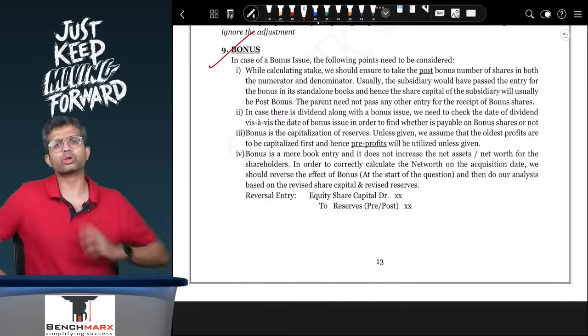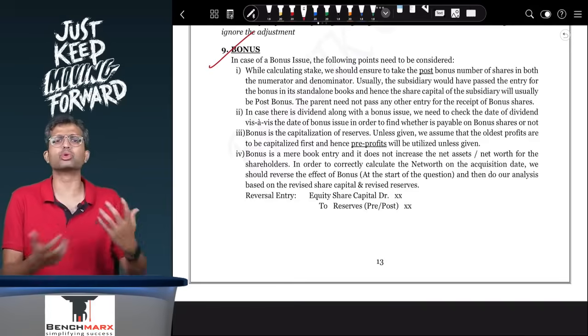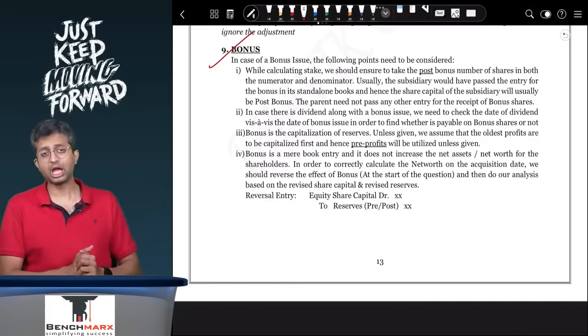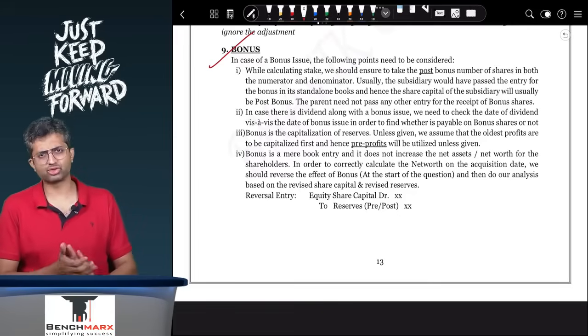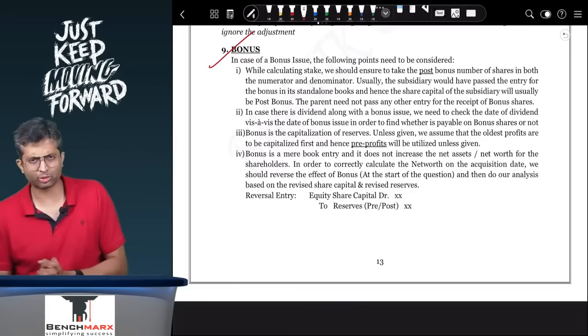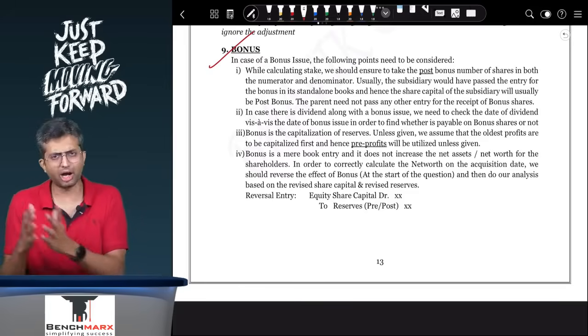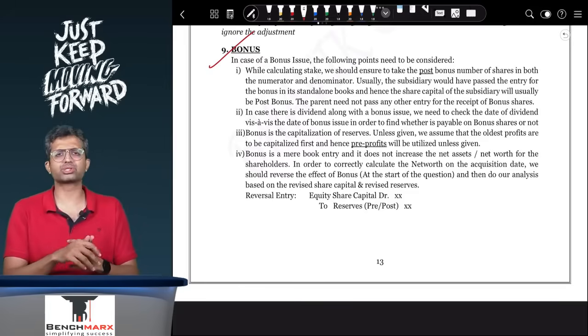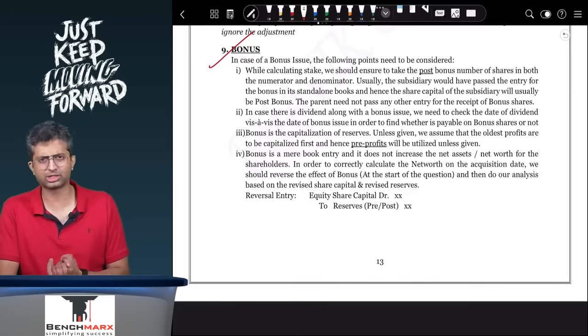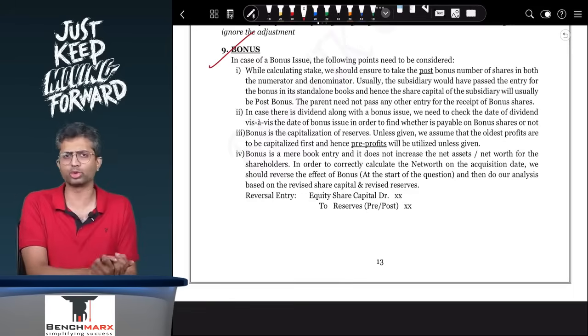Second, the source from which bonus is paid. Well, if nothing is given, we assume that the bonus is paid out of pre-acquisition profits. The oldest profits get capitalized first. For bonus, again, you can pass adjusting entries. That is, if the bonus is paid out of post-acquisition profits, you can adjust the post-acquisition profits and give the second effect against the goodwill working, because share capital has gone in the goodwill working.